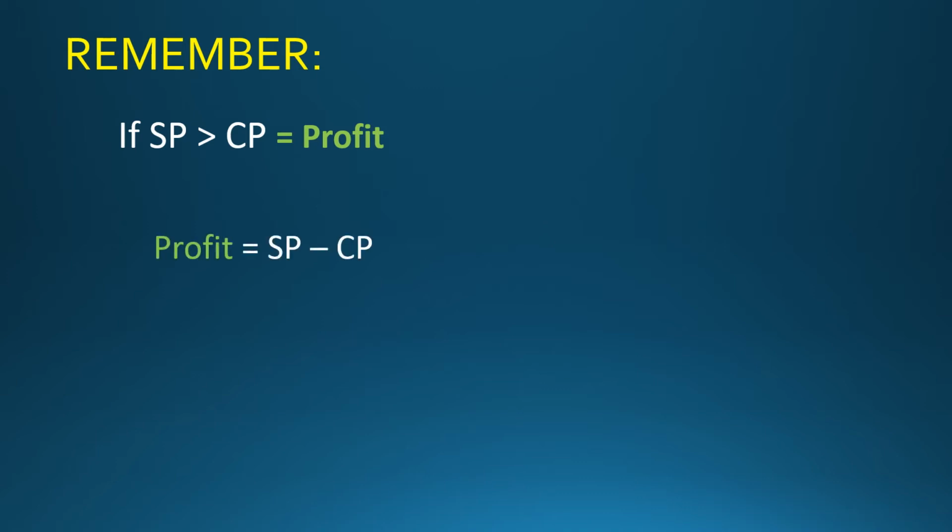If you remember some formulas in profit and loss, you can easily solve the chapter. Number 1. If selling price is greater than cost price, it is equal to profit. So profit is equal to selling price minus cost price. Number 2. If cost price is greater than selling price, it is equal to loss. So loss is equal to cost price minus selling price.